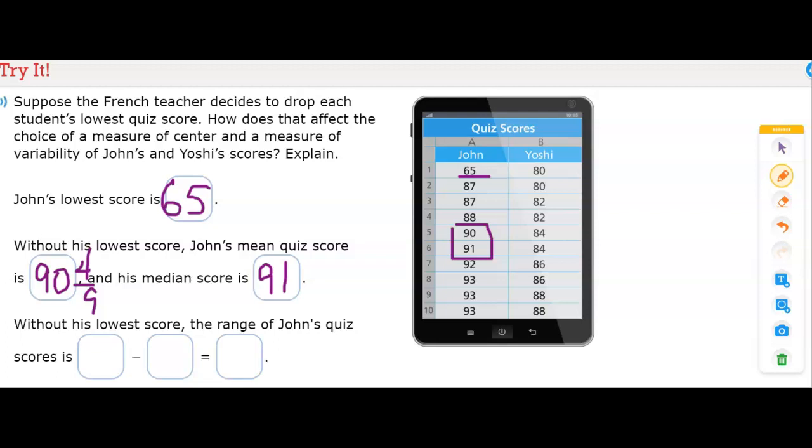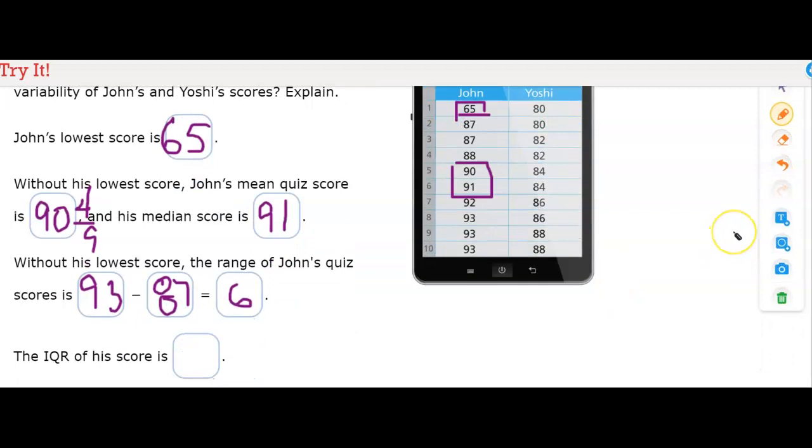Without his lowest score, the range of John's quiz score is blank. So first, let's look for his lowest. His lowest score is that 65 that we talked about earlier. So if we take that out, his lowest score now is 87. His greatest score is 93. Then you subtract them and you get 6. And so his range will be 6 points.